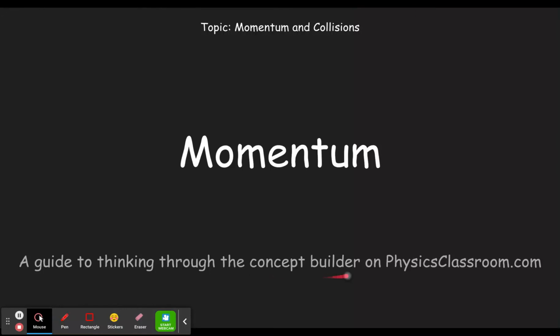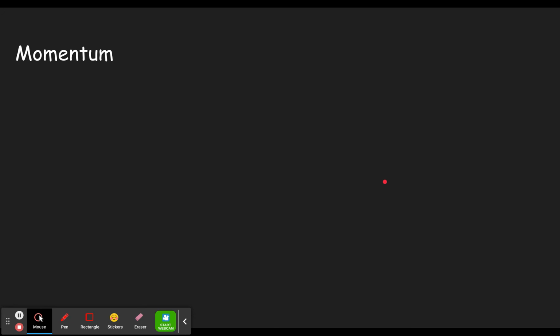Today we're going to be looking at a concept builder on physicsclassroom.com in the topic of momentum and collisions with the title Momentum. So let's talk about what momentum is, since this is the first one dealing with momentum. I like to define momentum as how hard an object is to bring to a stop. Okay, so what are the two things that make an object hard to bring to a stop?